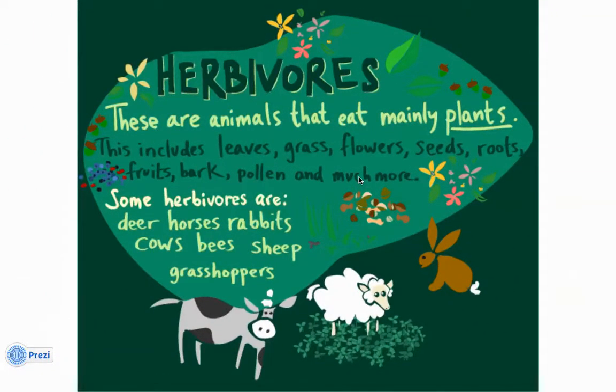Herbivores are animals that eat mainly plants. This includes leaves, grass, flowers, seeds, roots, fruits, bark, pollen, and much more. Some herbivores are deer, horses, rabbits, cows, bees, sheep, and grasshoppers. You can see the different examples in this picture of some of the animals and plants.